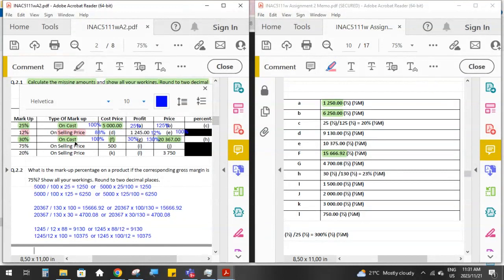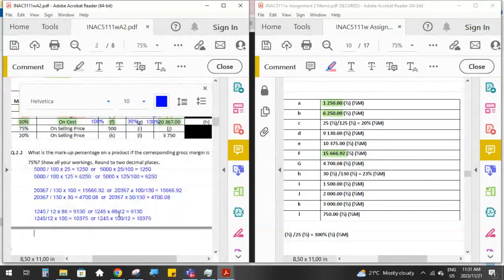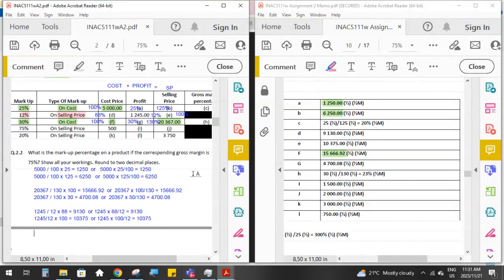Okay, and then obviously for these other two on the selling price, you'll do exactly the same that we've just done with this one. Going over to another page, is this going to work? Can you still see? Hopefully you can still see what I'm doing here. If we do one more, this one, the markup is 75%. It's also on selling.